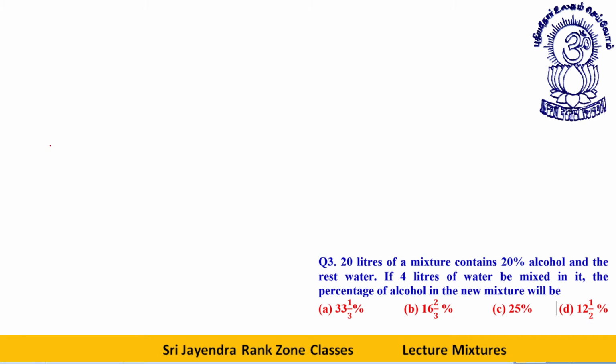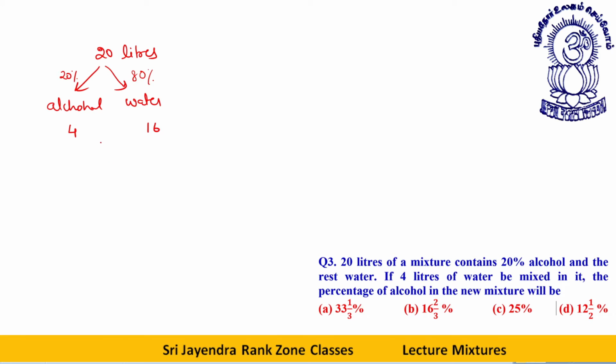20 liters of mixture contains 20% alcohol and the rest water. Overall, 20 liters. It contains how much alcohol and water? 20 liters contains 20% alcohol and the rest water. So alcohol is how much? 20%. Water is how much? Remaining 80%. Okay, 80% is the water. So that way, alcohol is 4 and water is 16.